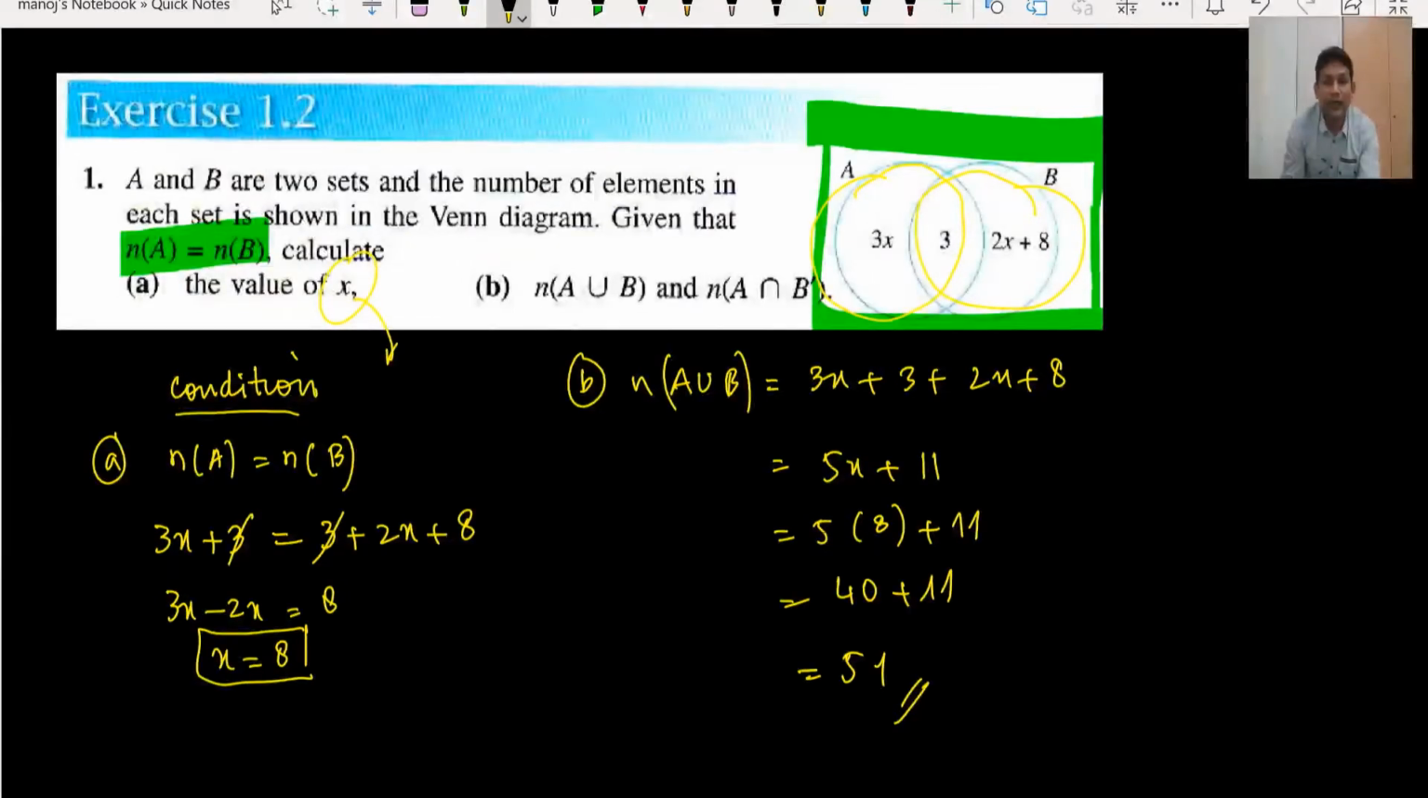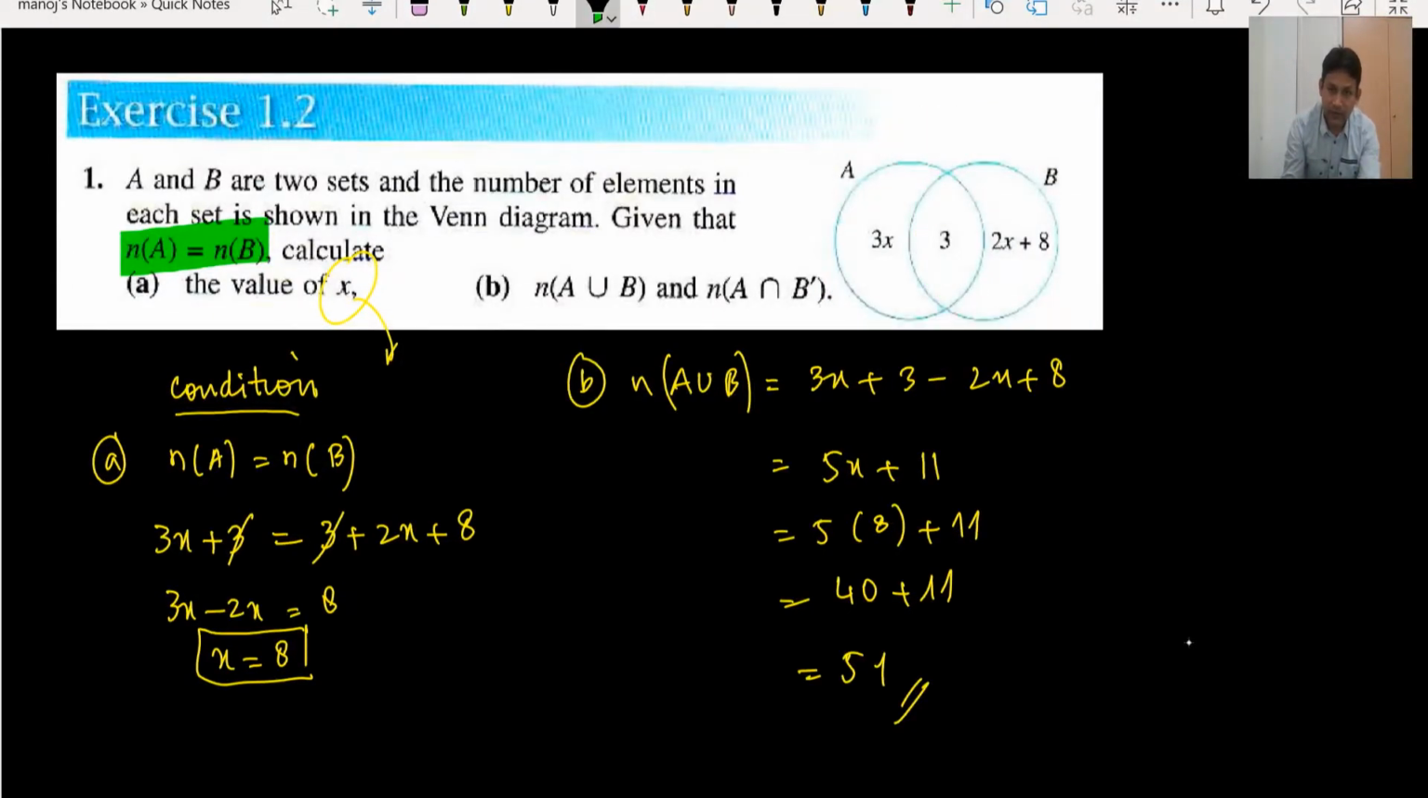And when you want to find the intersection, which part is the intersection? Intersection means only the common part, and union means everything. This is union. So this is very important: in union, we take all three parts, and in intersection, we take only the common elements.